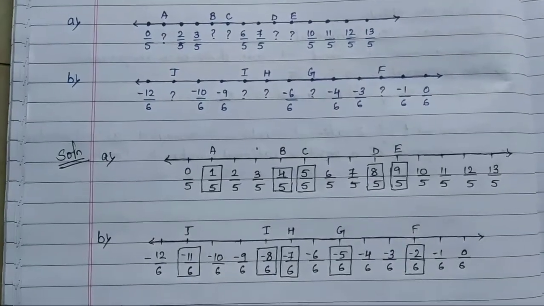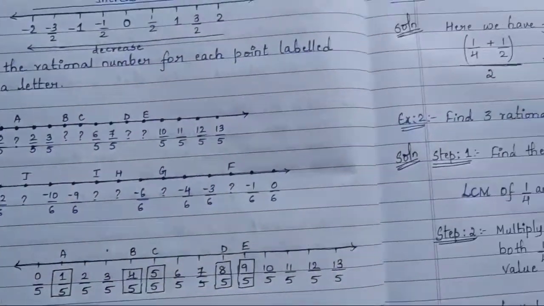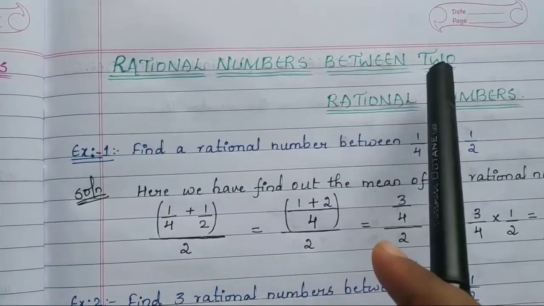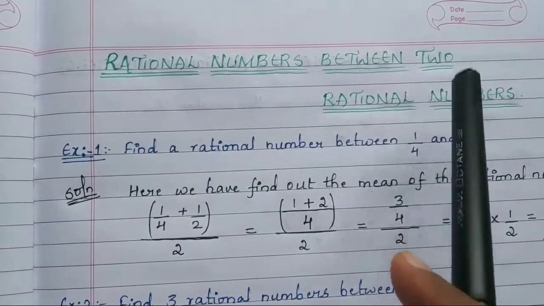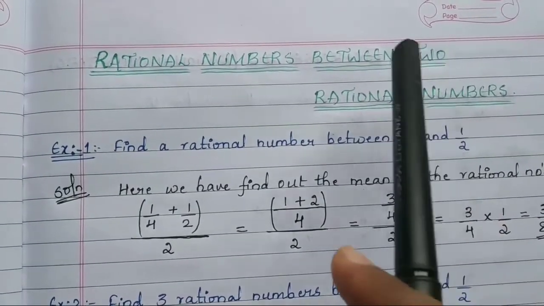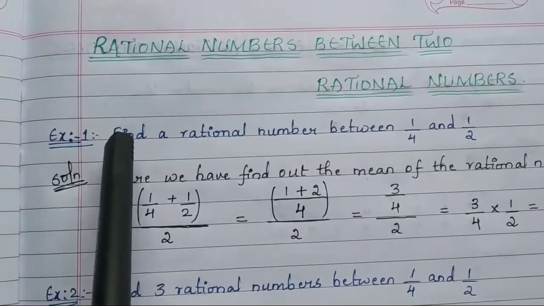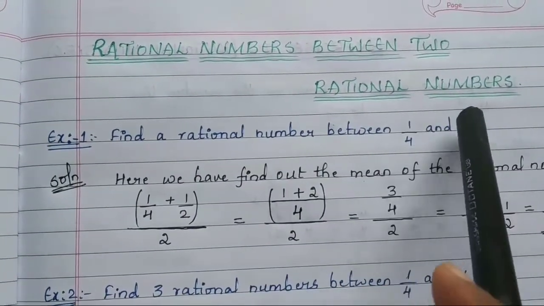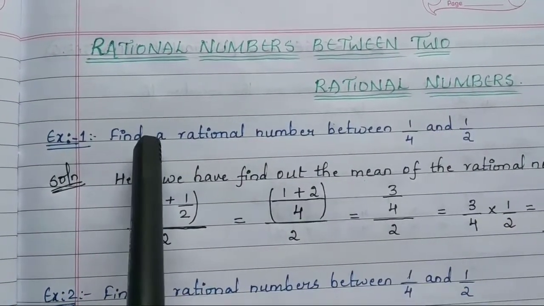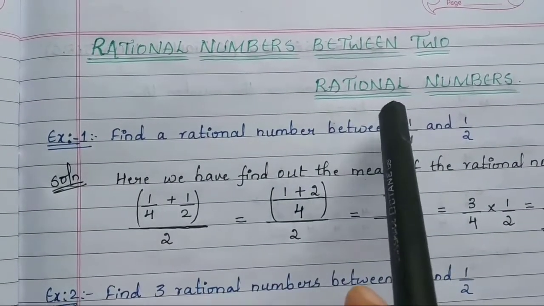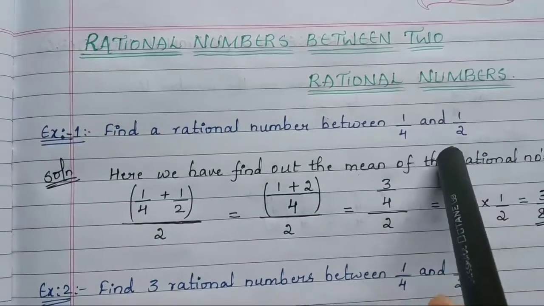Moving on to the next part, what we have to study next is rational numbers between two rational numbers. How to find rational numbers when two rational numbers are given. The question here is: find a rational number between 1 by 4 and 1 by 2. You can see they have asked for only one rational number between 1 by 4 and 1 by 2.